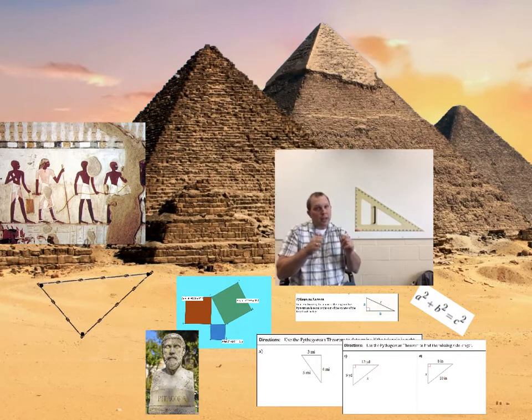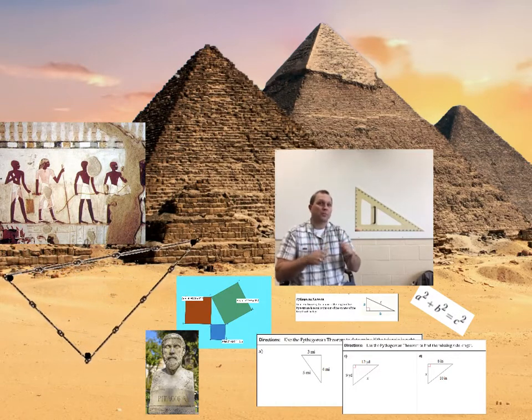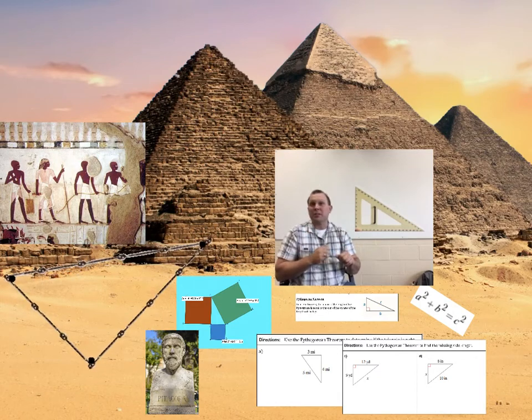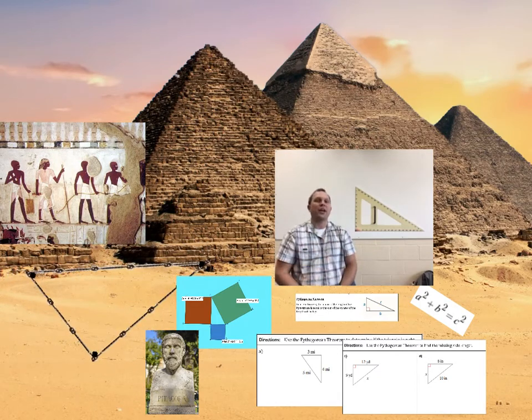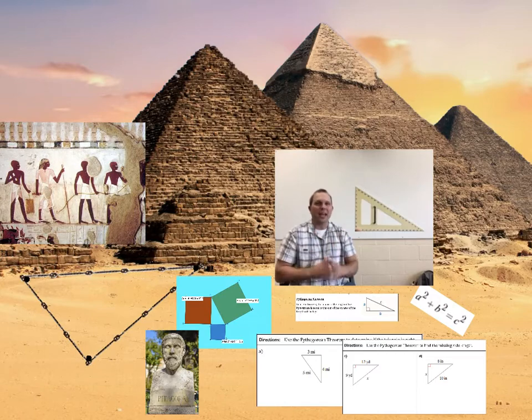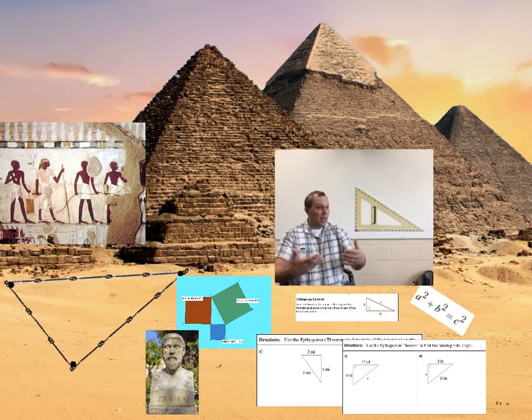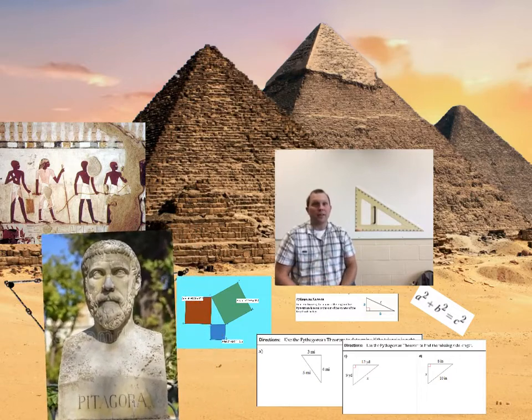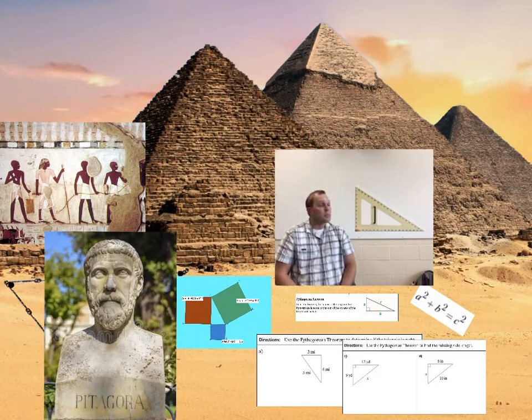And we have some evidence that they used ropes to make right triangles, specifically 3, 4, 5 right triangles to make perfect right angles. So Pythagoras came along a while later. He was about 500 BC, and the Pythagoreans were geometers. The geometry that they studied was the foundation for everything that they did in mathematics. They didn't do a lot of algebra, they did a lot of geometry.